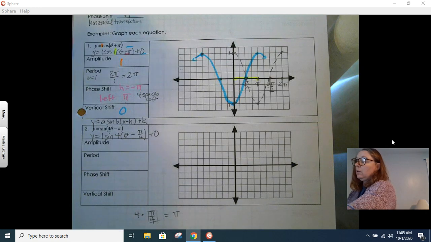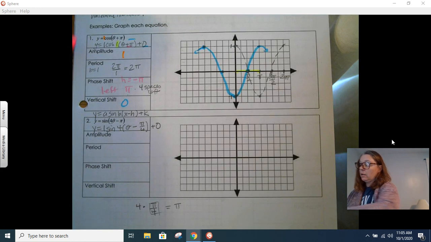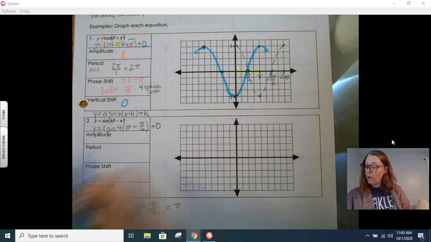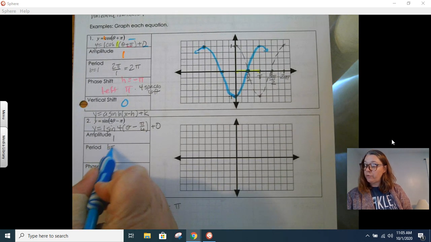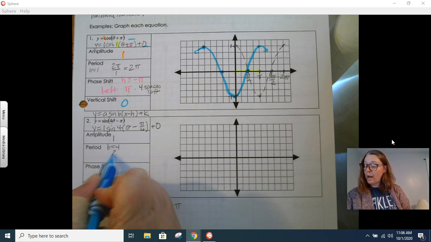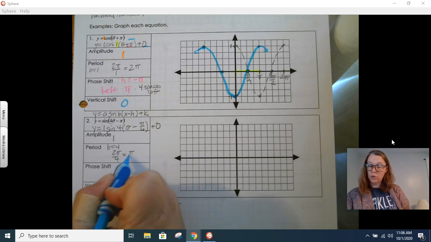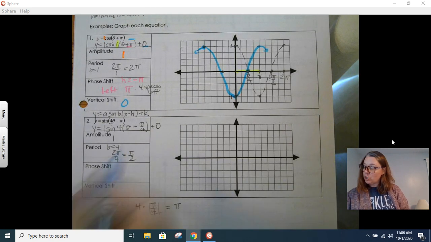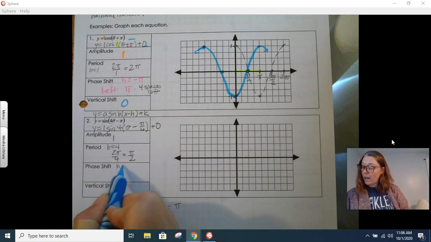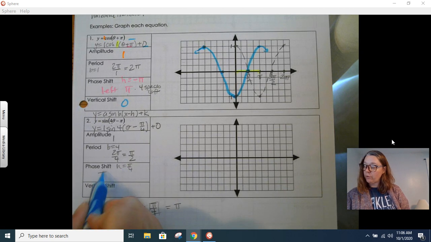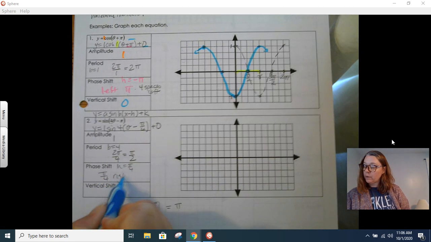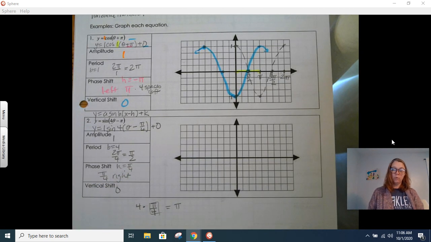Okay, so then from there, we can say, okay, our amplitude is the 1. My b value is 4. So my period is 2 pi over 4, or pi over 2. My phase shift is, my h is pi over 4. So that's pi over 4 to the right. And then I don't have a vertical shift. We'll get there in a minute.